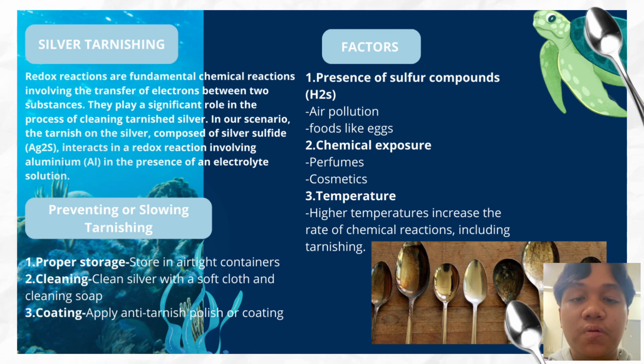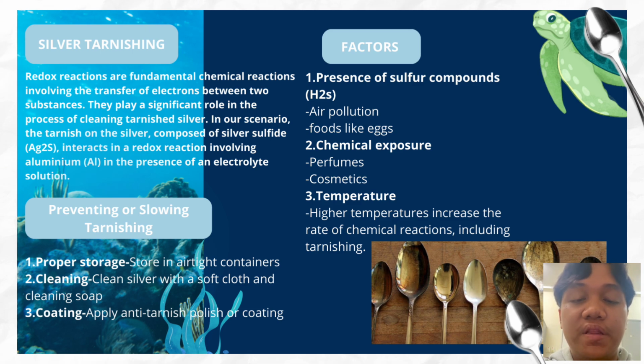Factors that influence tarnishing are: 1. Presence of sulfur compounds from air pollution and foods like eggs. 2. Chemical exposure from perfume and cosmetics. 3. High temperature. Higher temperatures increase the rate of chemical reactions, including tarnishing.